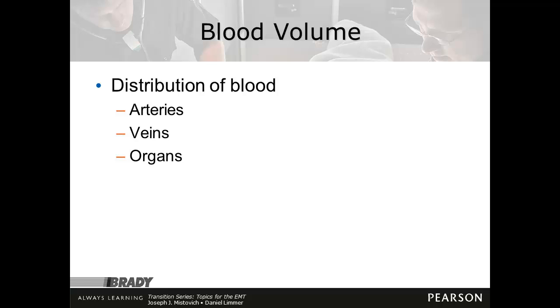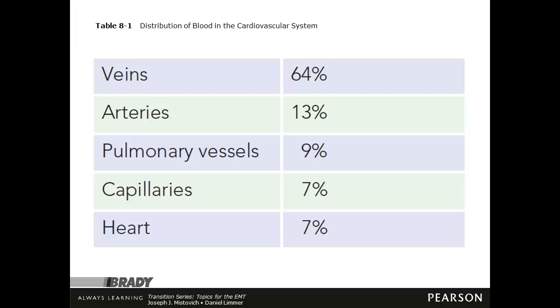Blood is distributed throughout the body in arteries, in veins, and in organs as follows. 64% of our blood volume at any one time is in the veins. 13% of the blood volume is in the arteries. 9% is in the vessels of the lungs, the pulmonary vessels, and 7% is in the capillary beds. The remaining 7% is in the heart.